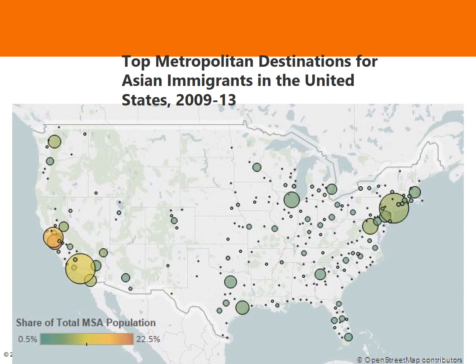Here's the top metropolitan destinations for Asian immigrants in the United States. We already looked at the distribution of ethnicities within the U.S., but I just thought I'd throw this in as well, as it is pretty updated. I guess it's a few years old.